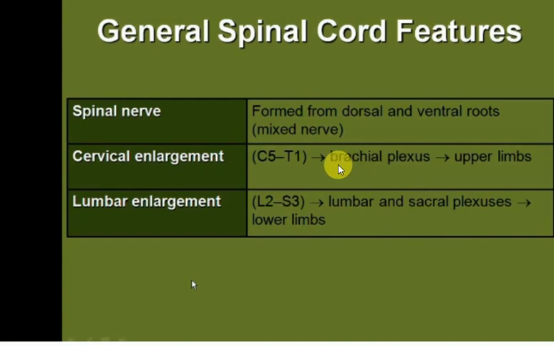And this enlargement forms the brachial plexus of nerves, which sends all the fibers to the muscles of the upper limbs. And from L2 to S3, here again, the spinal cord is enlarged in this segment, and this is known as the lumbar enlargement from L2 to S3. And the fibers supply or innervate the lumbosacral plexus, which supplies the muscles of the lower limb.